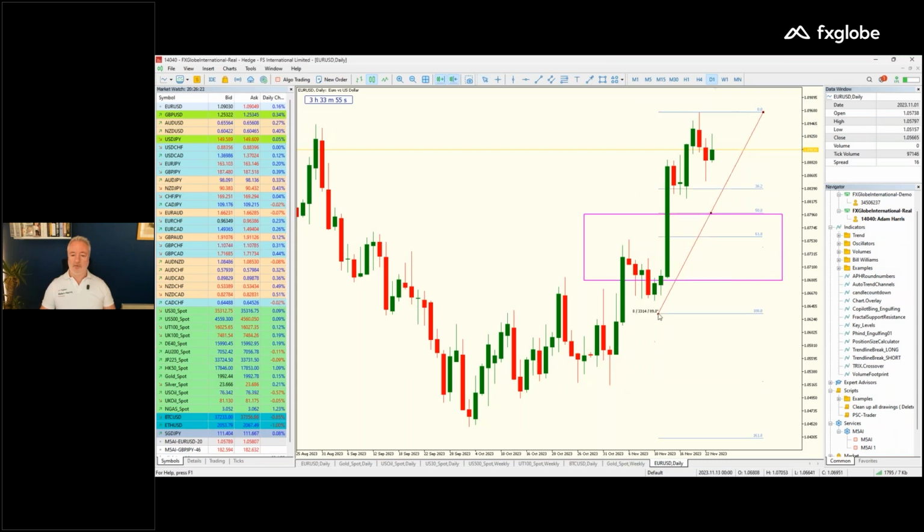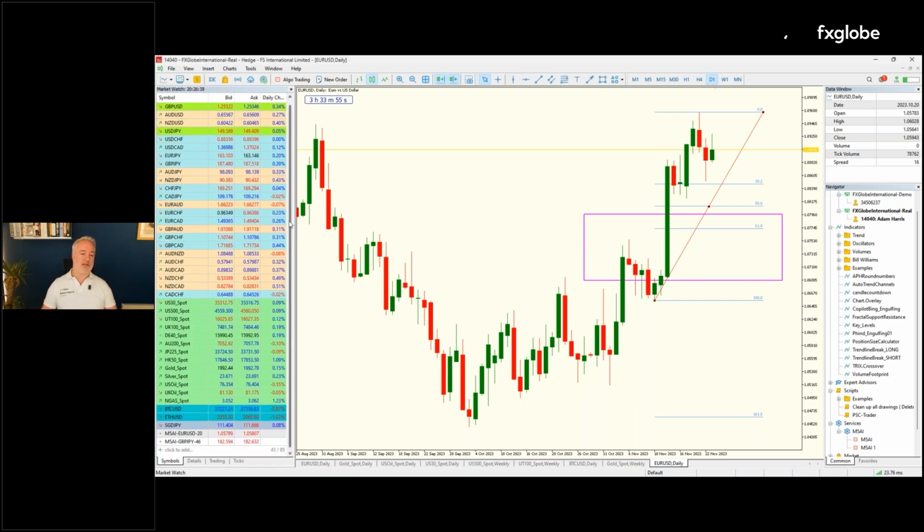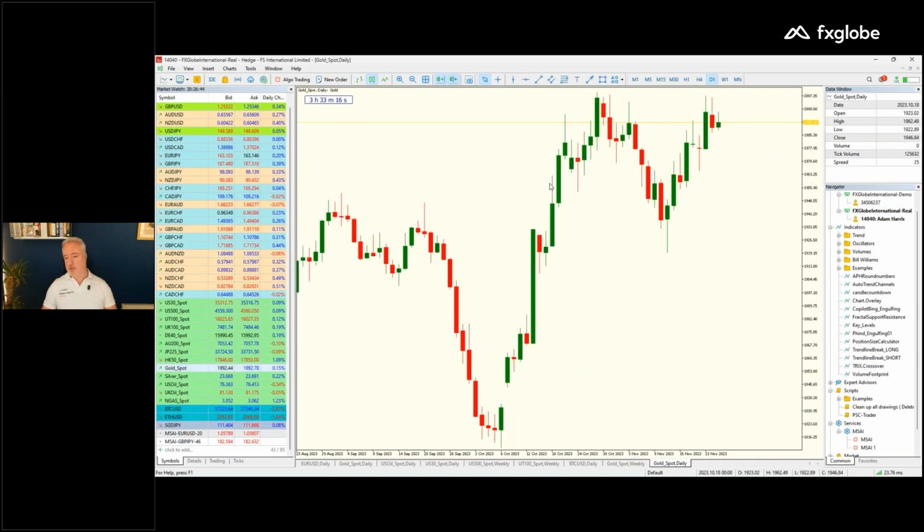Okay, and if we go back and bring this up here, we can see that here it's coming into the 382, potentially the 50 fib and the 618 as well. And it's beautiful when these things overlap with support and resistance numbers. So let's forget about this one. Let's go look at something different. So let's go and have a look at gold. Or silver, it doesn't matter.